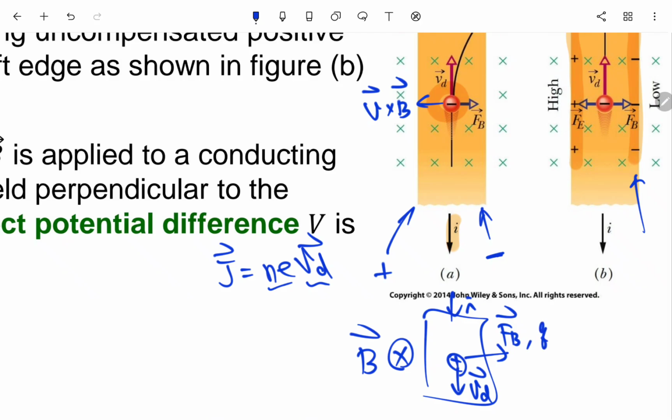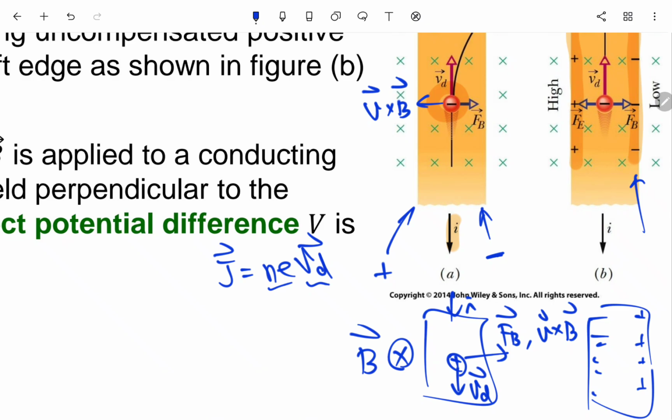Because Q is positive, we have FB or V cross B pointing to the right side. So this FB will push all the positive charge to the right side. It becomes something like this: negative on the left, and positive, positive, positive on the right side. But this will conflict with the measurement.